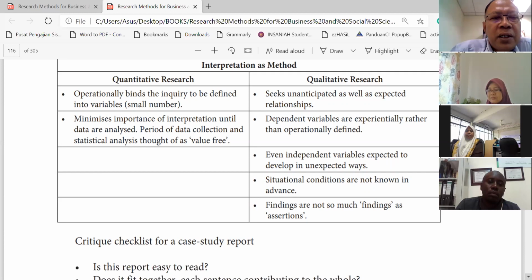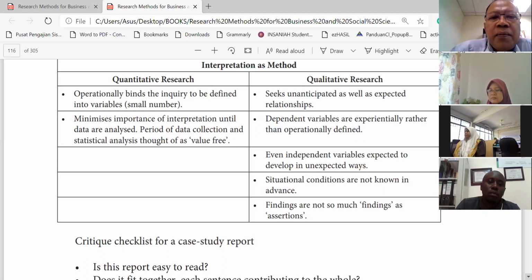We have variables, we have items to measure the variables, and we have numbers representing the variables which we can analyze in quantitative research. And in quantitative research, it minimizes the importance of interpretation until data are analyzed. So for example, in your chapter 4, data findings of research, not much interpretation, you just report without much interpretation and subjectivity. The period of data collection and statistical analysis is thought of as value-free, which means it doesn't involve subjectivity.